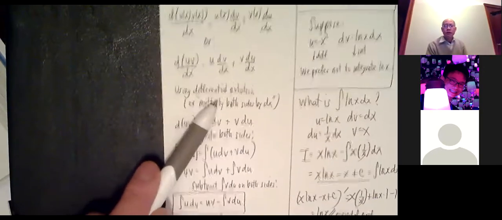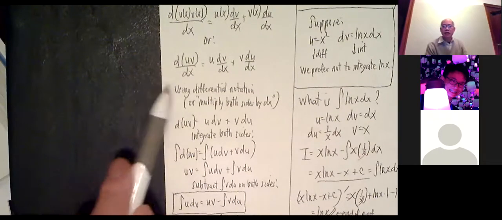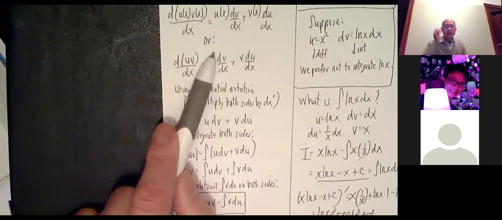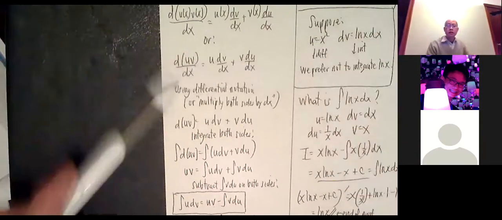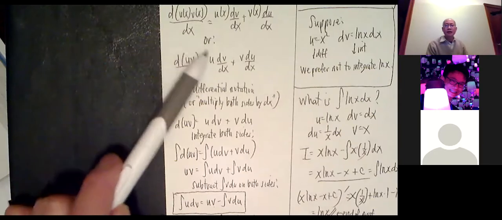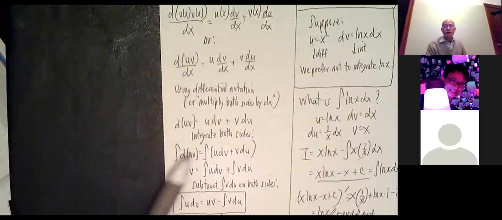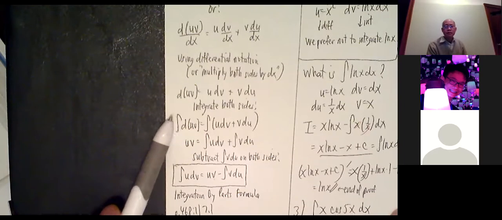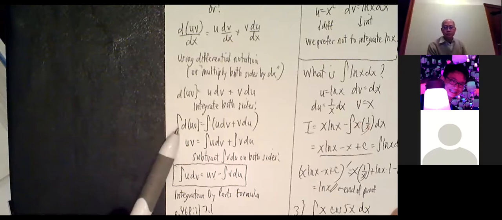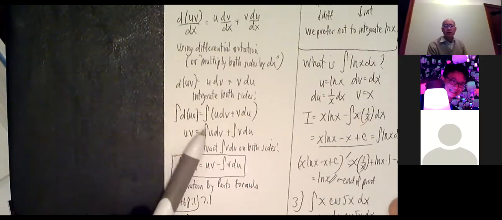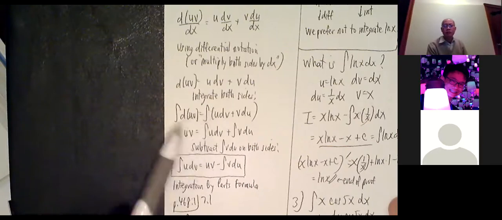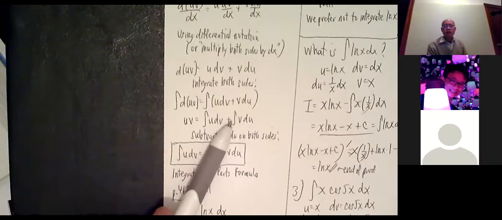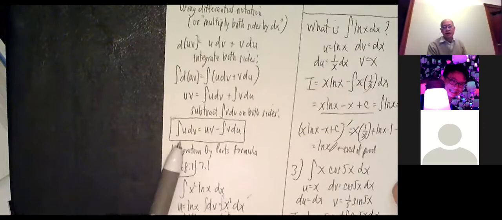If I use differential notation, that's sort of like multiplying both sides by dx. So you multiply this side by dx and multiply that by dx, and you lose all the dx's on the bottom. And it looks like this. The derivative of uv is u dv plus v du. Integrate both sides. If you have the integral of a derivative, they cancel each other out. This is just uv. Integral of a sum is the sum of the integrals: integral of u dv plus the integral of v du. Subtract on both sides, and there's the formula.